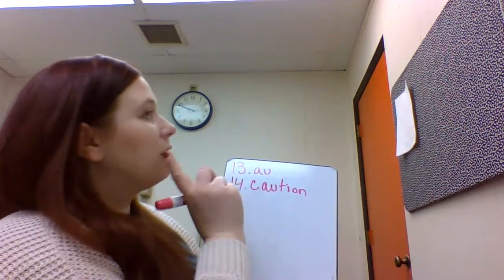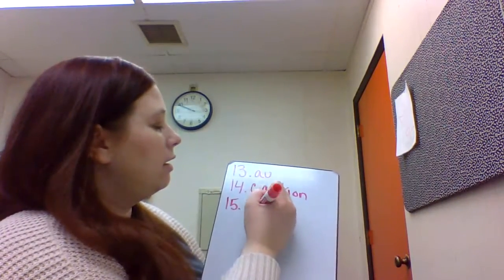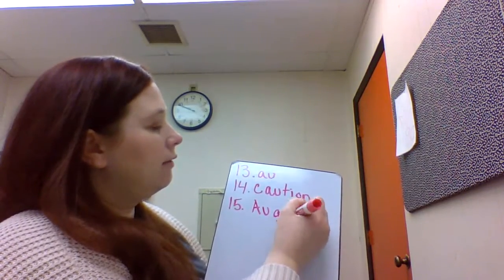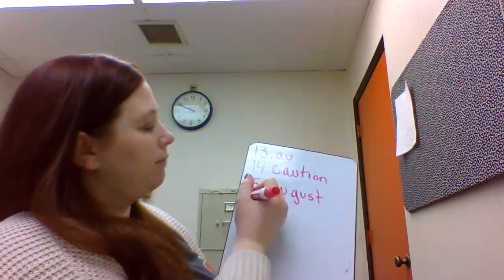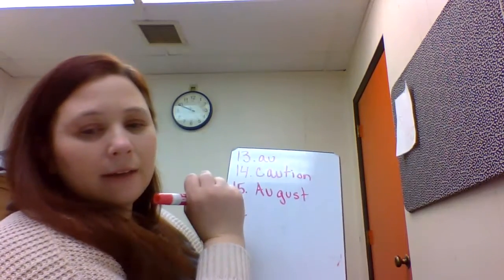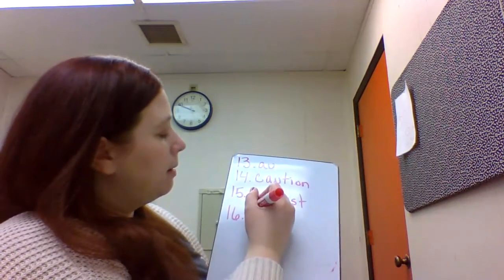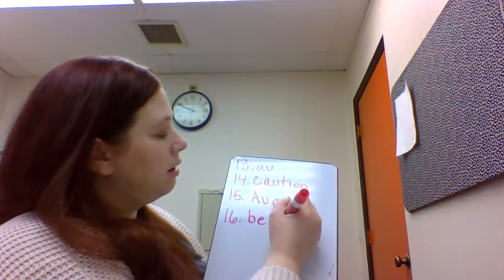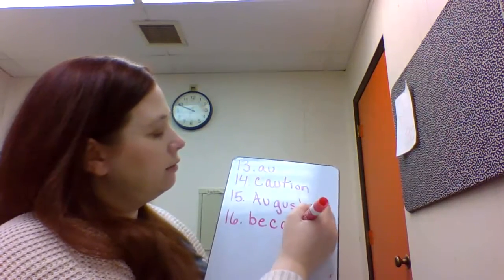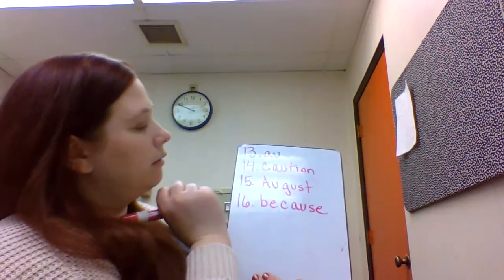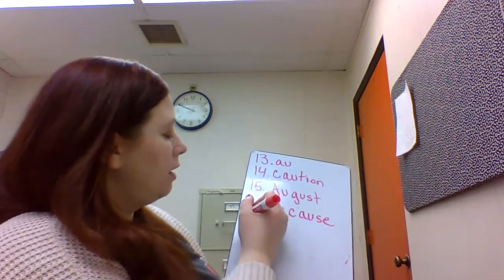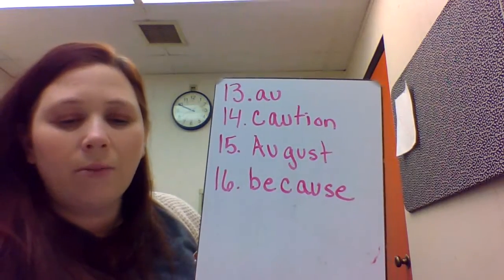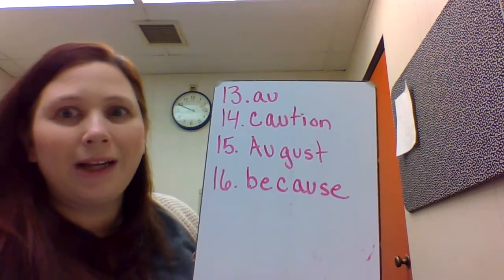Number 15, August. August is a month, right? So we're going to capitalize it. We have that aw sound, A-U, and then G-A-S-T, August. And lastly, because. B-E-K, that aw sound, S, because. All right, make sure you have these 4 things down before we move on to coding.